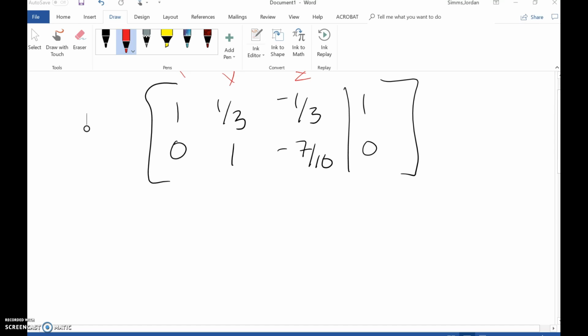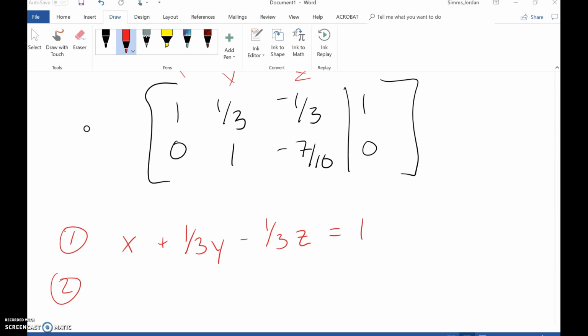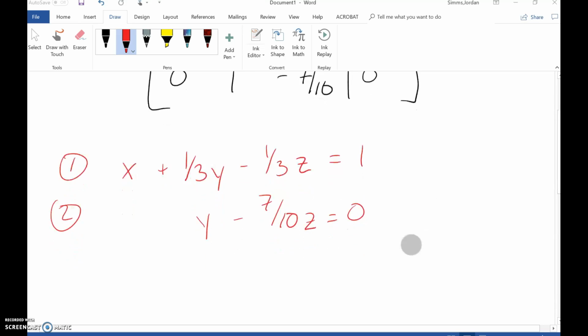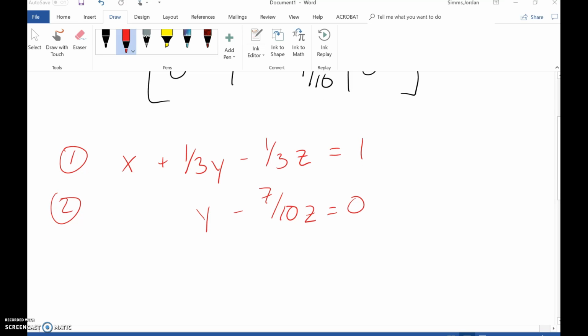So really what we have, this first equation, row 1, is saying x plus 1/3 y minus 1/3 z equals 1. And equation 2, or row 2, we basically have y minus 7/10, that's a 10 by the way, z, that equals 0. So at this point, you can see we have way too many variables, right? But we have a common variable here. We have z.